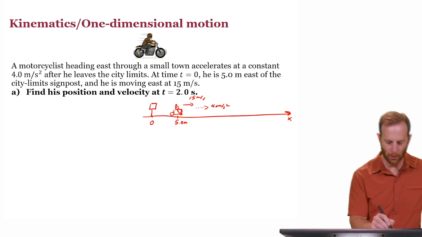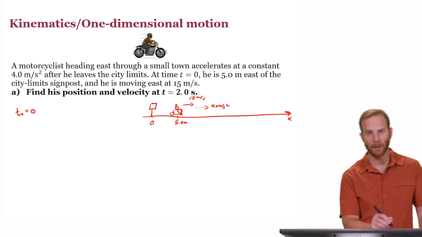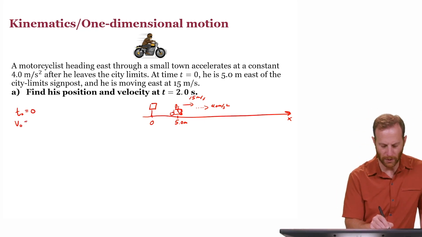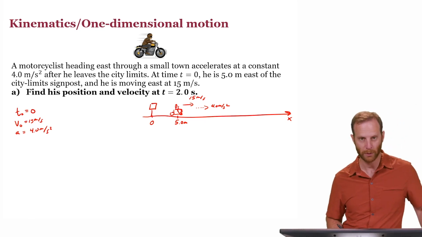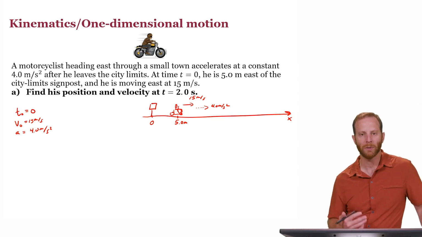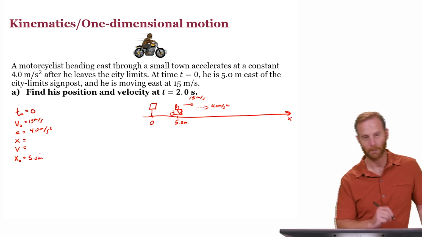All right, given what's known, we know that the initial time is 0. That makes things nice and simple. The initial velocity is 15 meters per second. The acceleration is also given, 4.0 meters per second squared. We want to figure out what is the position and velocity at some later time. So we want to know what is x at some later time. What is the velocity at some later time? Oh, we did figure out what the initial position was. That was 5 meters.